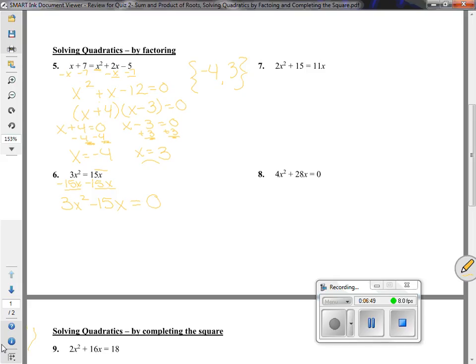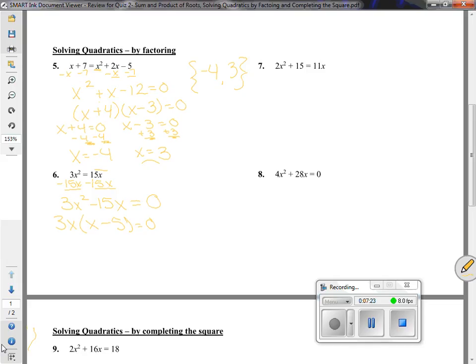Do I have a trinomial? No, I only have a binomial, so I can't factor into 2 like that. What can I do with each of those? I could take out a 3 out of 3 and 15, I could take out an x out of x squared and x. So if I take out a 3 and an x out of the first one, what would I have left? And if I take out a 3 and an x out of the second one, what would I have? So I have 3x times x minus 5 equals 0.